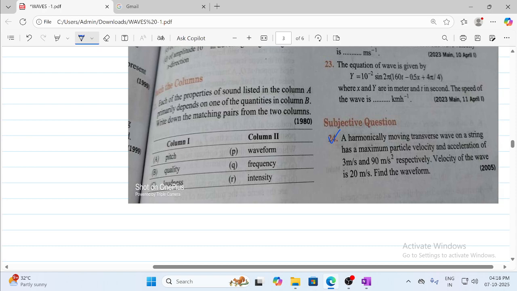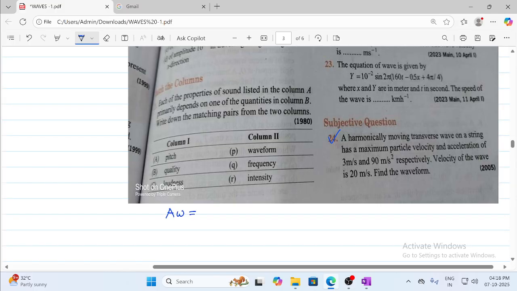Let's solve. Maximum particle velocity will be A omega, and A omega is 3, and A omega square is 90. Dividing them, omega will become 30 radian per second. We got omega.